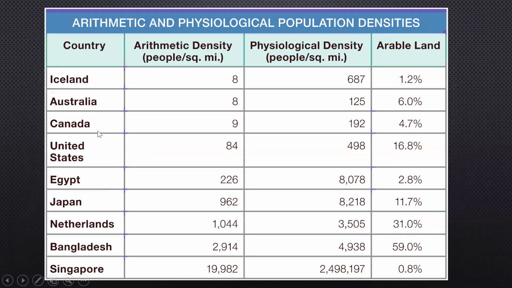And one thing you can tell here is that these are pretty large countries: Iceland, Australia, Canada, the United States. And you see the arithmetic density is low. The lower we go here, the numbers are pretty high. The reason for that is that these countries are small and they're located in those regions of the world where most of the world's population is centered.